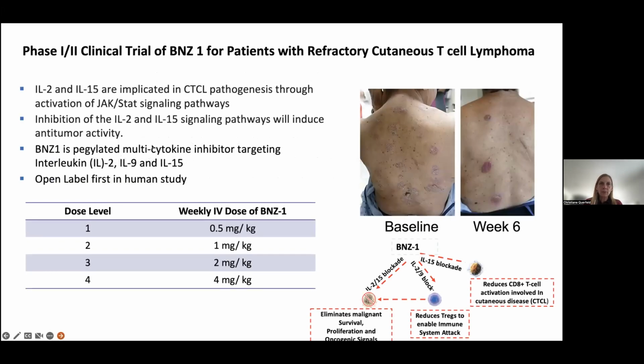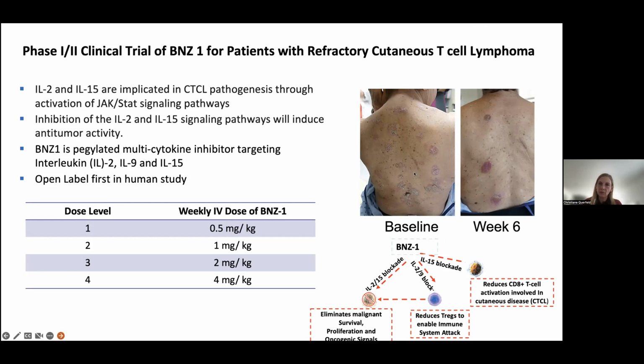So there is a treatment, actually, I want to point out, this will probably be developed for clinical phase 3. It's BNZ, an interleukin 2 peptide inhibitor. It's a multi-cytokine inhibitor that targets interleukin 2, 9, and 15, which is actually produced by those malignant cells. So what it does in the patients is block the malignant cells, but you're also reducing Tregs in that patient population.